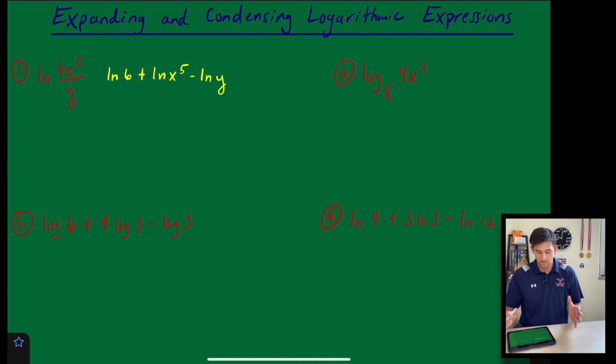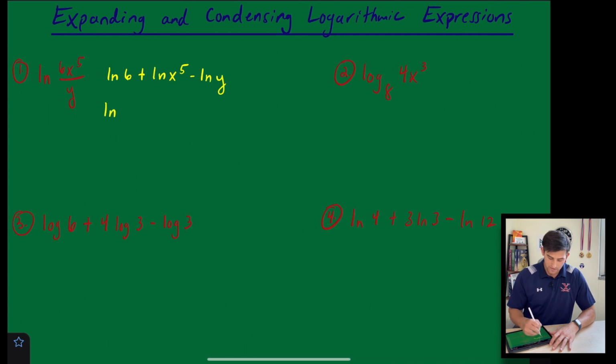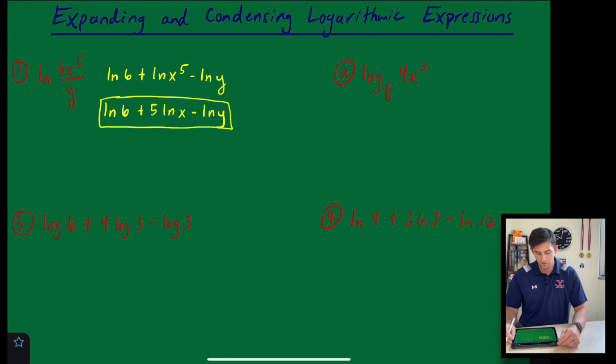All right, so now we notice ln of x to the 5th. We could use our power rule and bring that 5 to the front. And this would be our final expansion here. So ln of 6 plus 5 ln of x minus ln of y. Okay, and that'd be our expansion for number 1.